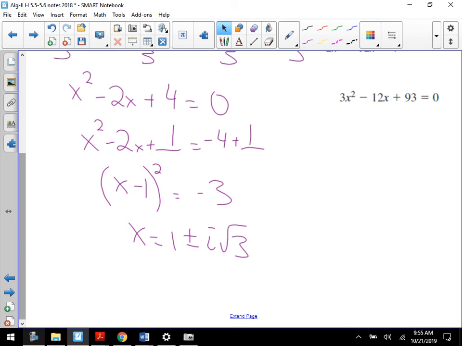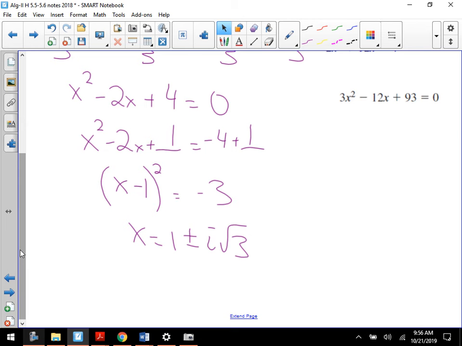If you see that and you can make that jump without writing it all out, I'm all for it. I'm fine with it. Some of these are pretty easy where you might be able to make that step. If not, you know you've got to take the square root of negative 3, which gives you i root 3. You know that's plus or minus. And then you just add the 1 over and you put it out in front. Okay?